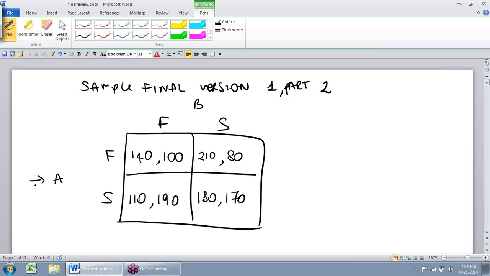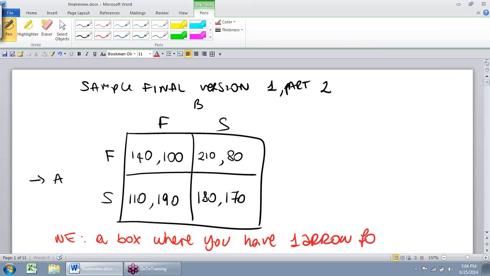So now part A says, there are either 1 or 2 Nash equilibria for this game. If there is 1 Nash equilibrium, what is it? Or if there are 2, what are these 2 Nash equilibria? Explain clearly why you reach this conclusion. So, what is a Nash equilibrium? A Nash equilibrium is a box where you have an arrow coming in for each player.